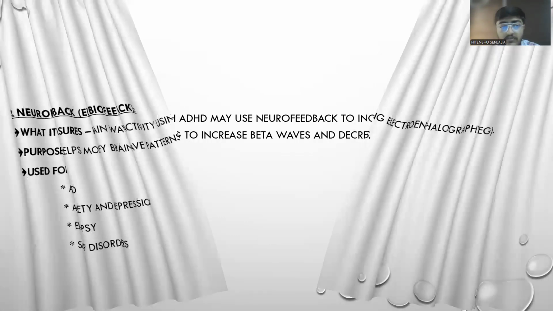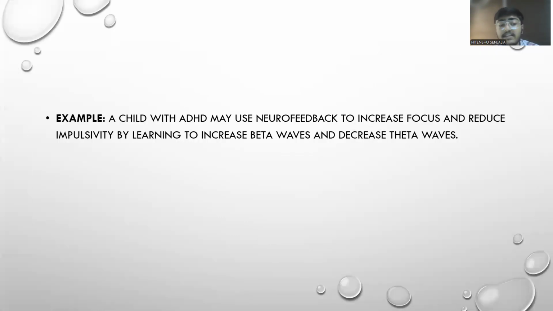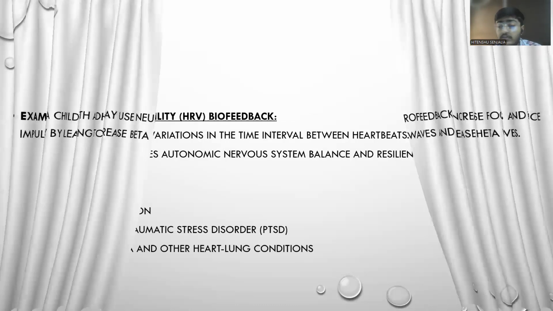The example of neurofeedback is a child with ADHD, who may use neurofeedback to increase focus and reduce impulsivity by learning to increase beta waves and decrease theta waves. So this is an example of neurofeedback.